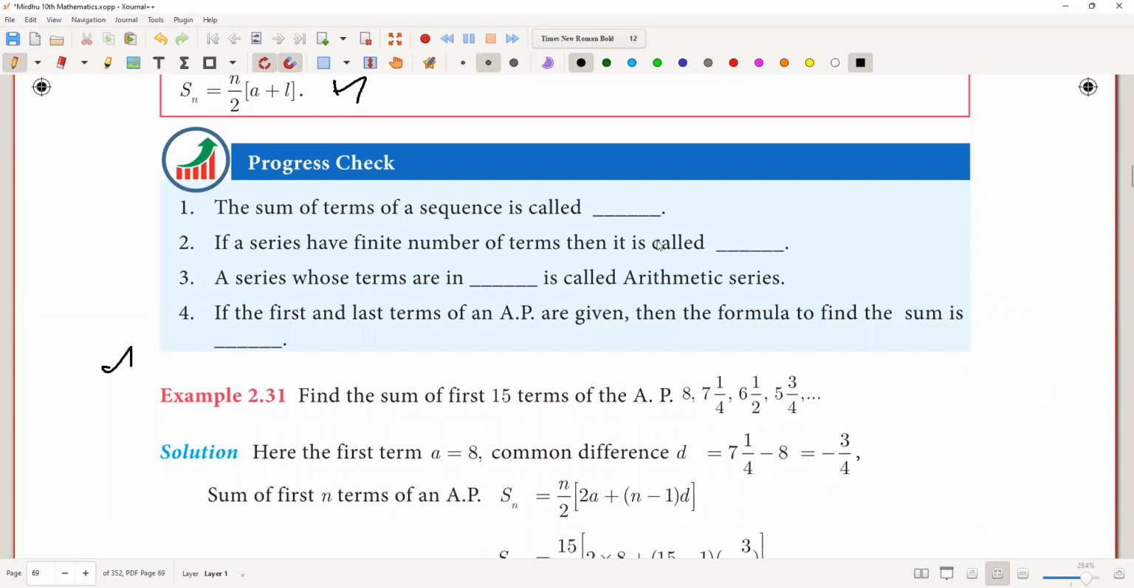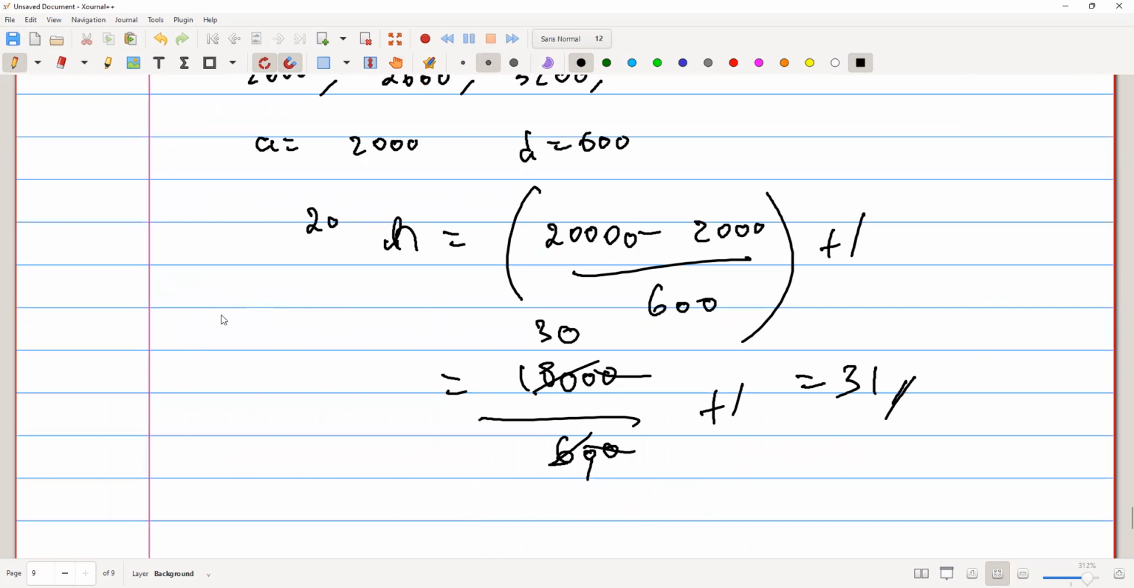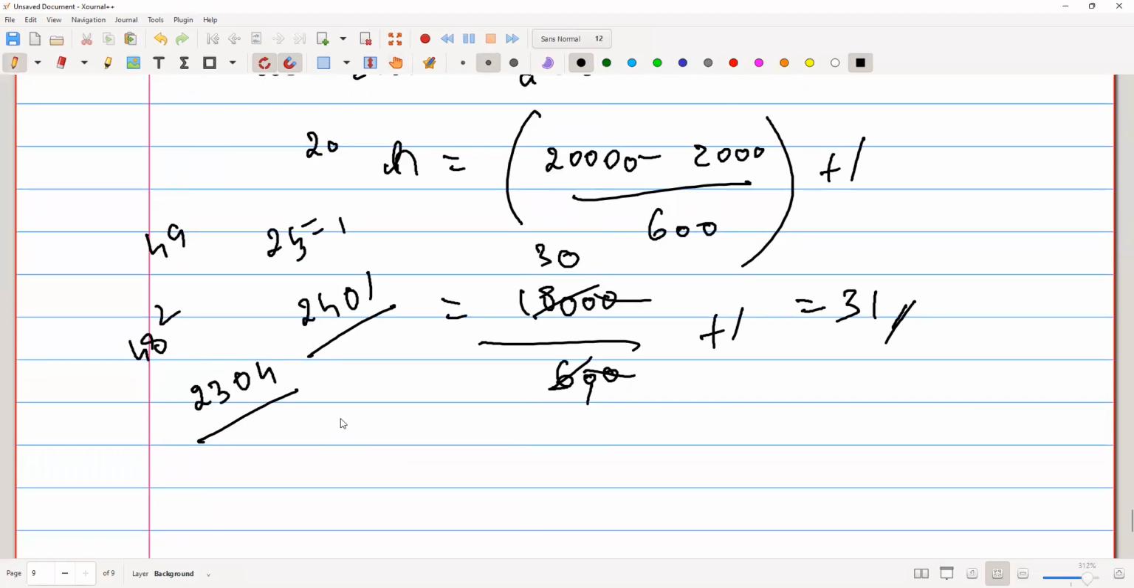Tomorrow I will teach you the square. 49 square you couldn't complete immediately, isn't it? See here, 49, 1 less than 50. 25 minus 1 is 24. 1 square is 01. If it's 48 square, 2 less than 50. 25 minus 2, 23, 04. If it's 47 square, 3 less than 50. Subtract the 3 from 25. 22, 09.